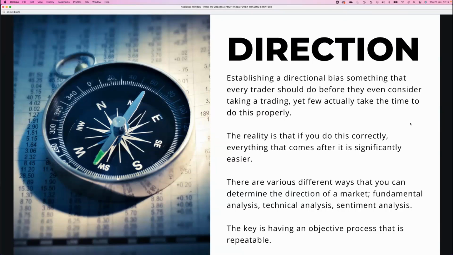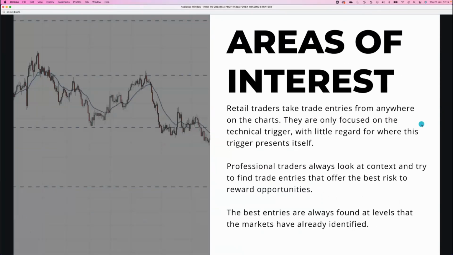Now, once we've developed our directional bias, the next thing that we need to do is identify an area of interest. We need to know, as I just said, where are we taking our trades from? Retail traders take entries from anywhere on the charts. They're only focused on the technical trigger, and they have absolutely no regard for where this trigger actually presents itself.